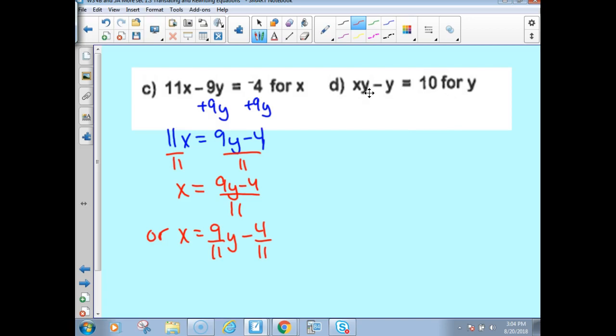Y is attached to an x, and then it's also here with a negative 1 coefficient. It's in both, it's in two places. So I can't add y because then I'll have y's on both sides. How can I isolate the y?